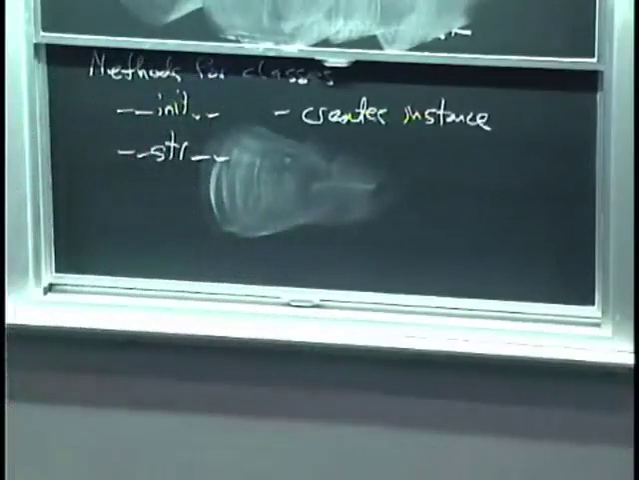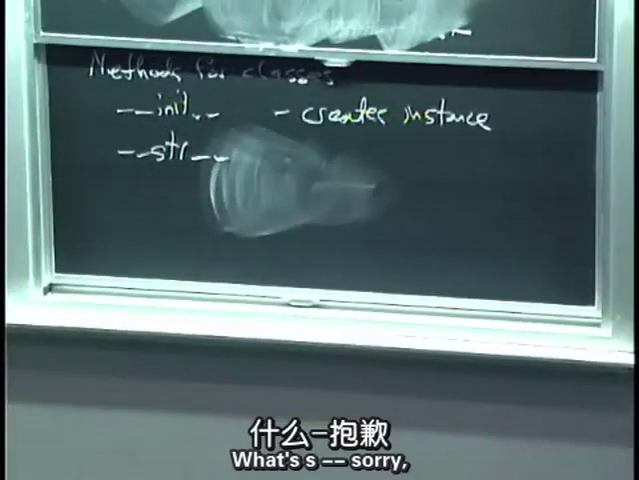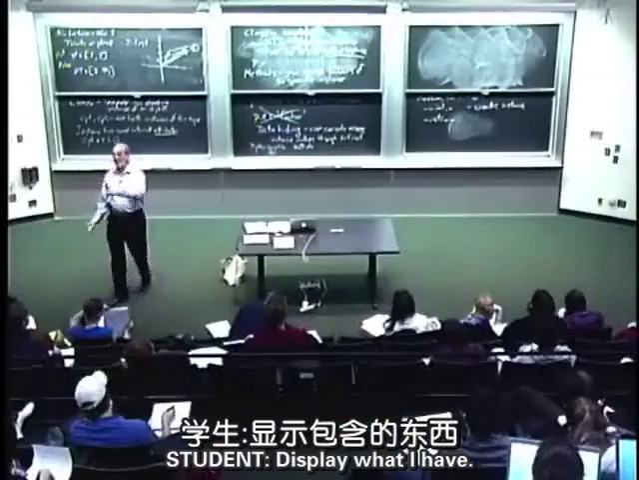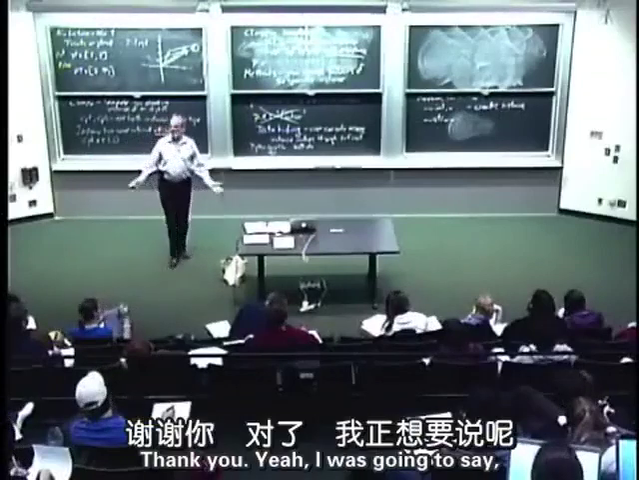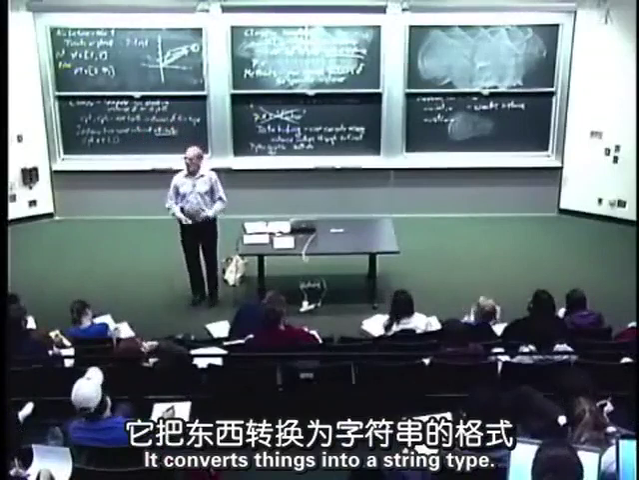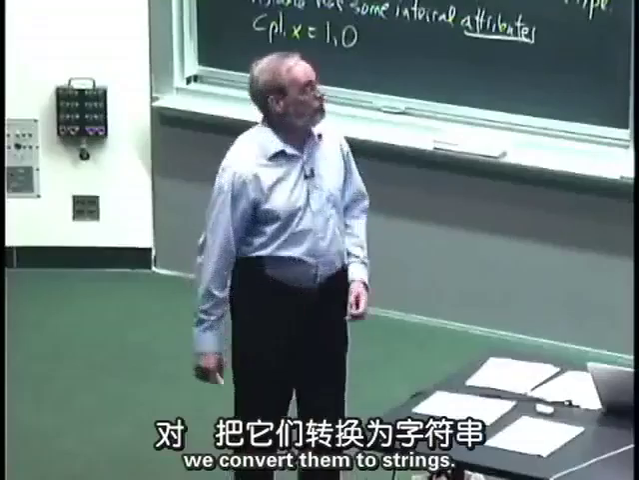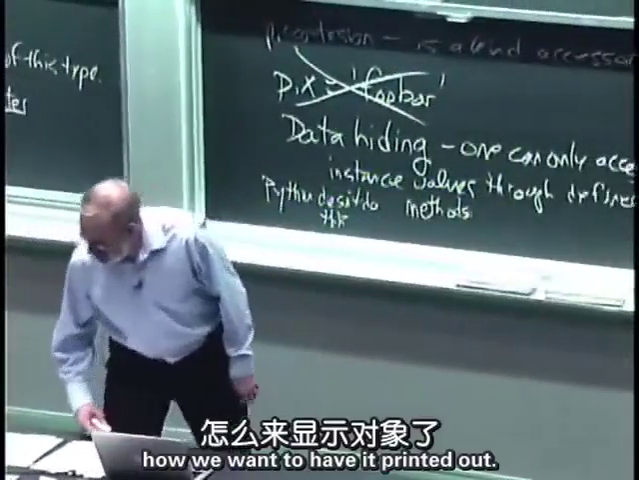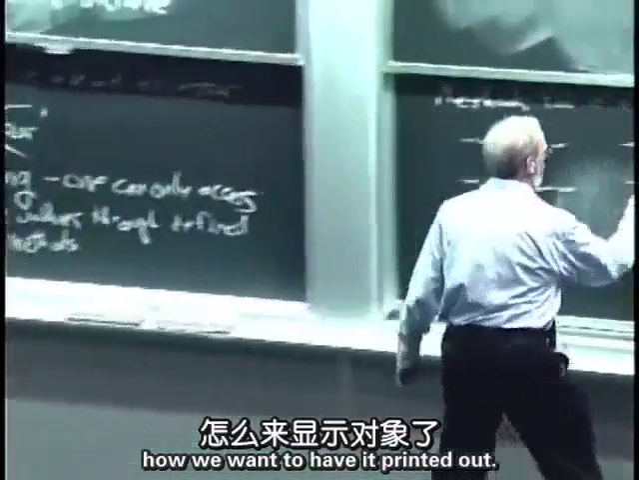Anybody have a sense of what that's doing? Displaying what I have. Thank you, yeah. I was going to say, think about what str does in general. It converts things into a string type. And how do we typically print things? We convert them to strings. So str is basically telling us how we want to have it printed out.